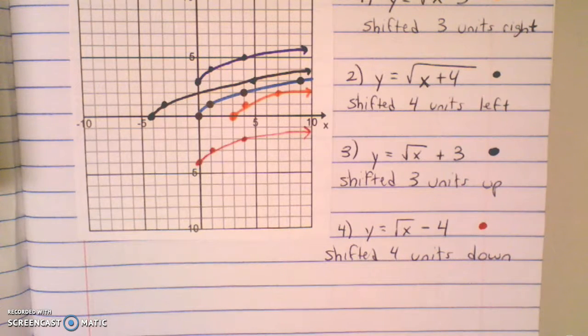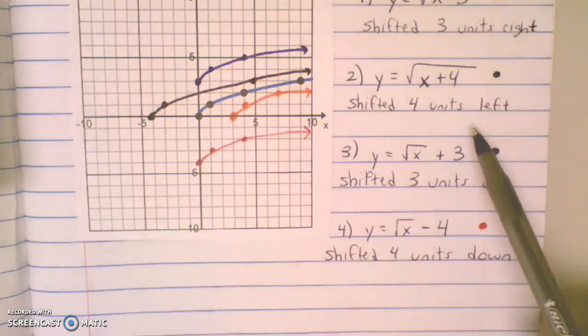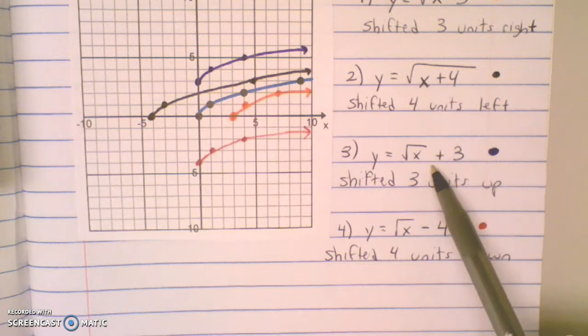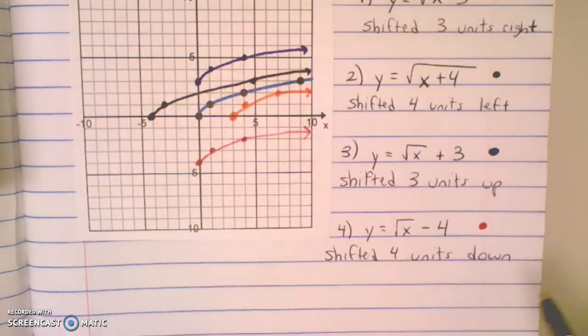And that's just describing the transformations of the graph based on what's happening in the equation. So with these numbers, you can tell me right away without having to graph, oh, x plus 4 underneath the square root, that means it went 4 units left. Plus 3 on the outside means it went up. Minus 4 on the outside means it went down. And then it tells you how many units it went down.